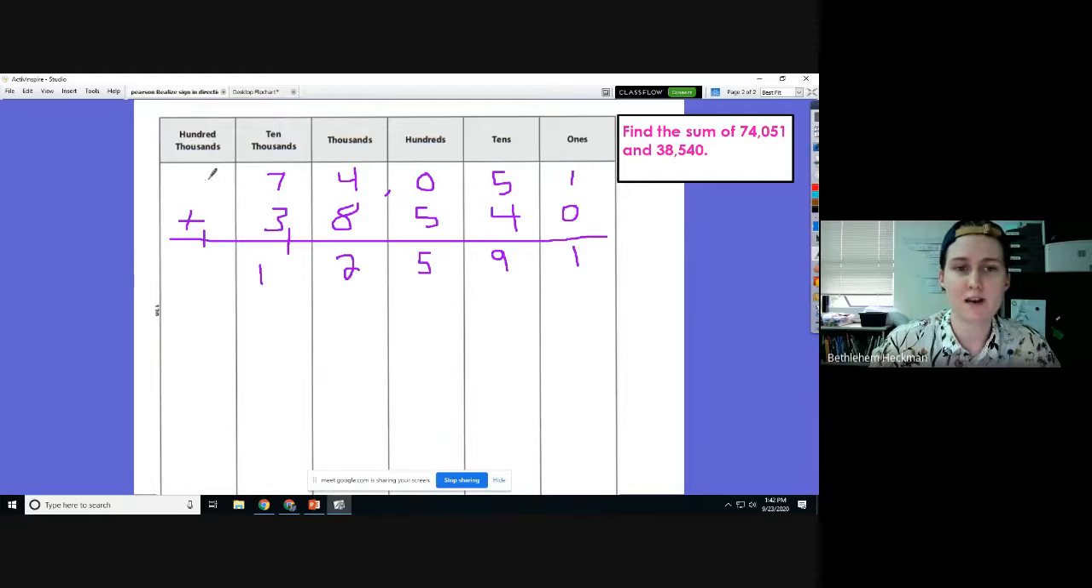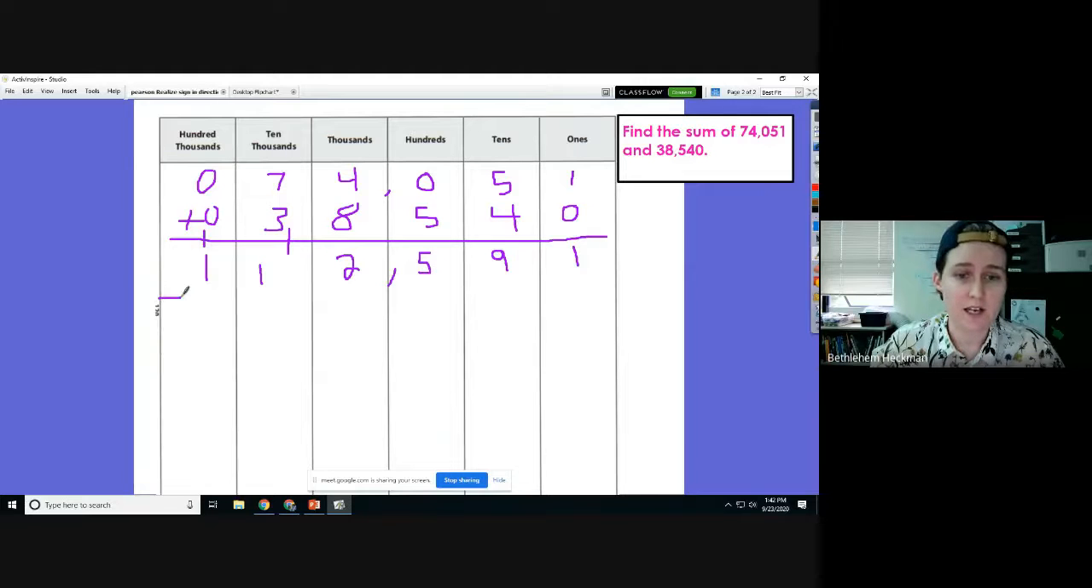Now there's nothing up here. This is the same as 0 and 0. So there's only 1 over here in the 100,000s, so we end up with 100,000. Altogether, that's 112,591. And that's with the standard algorithm.